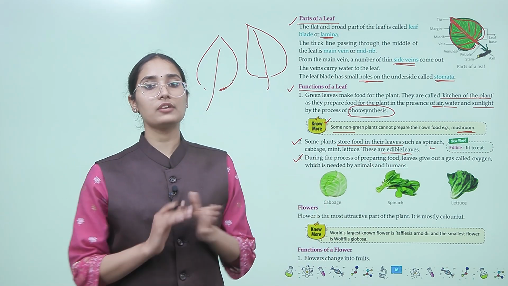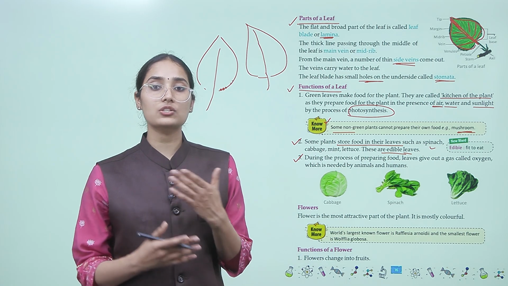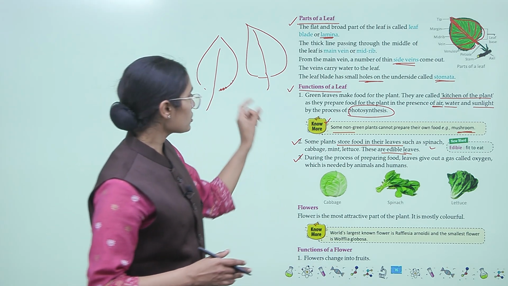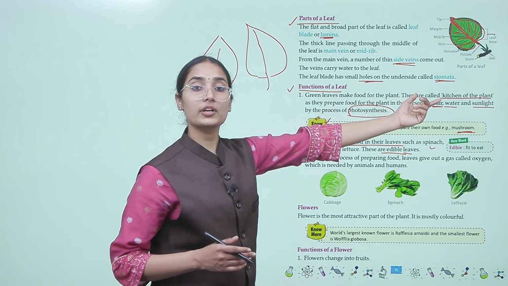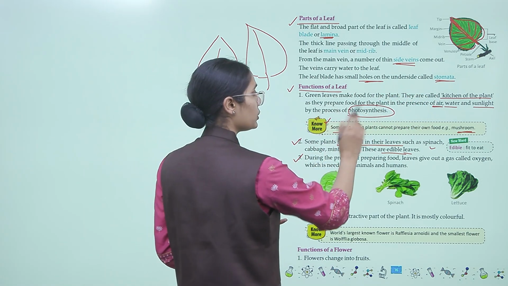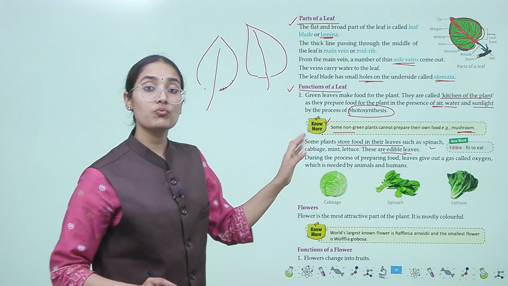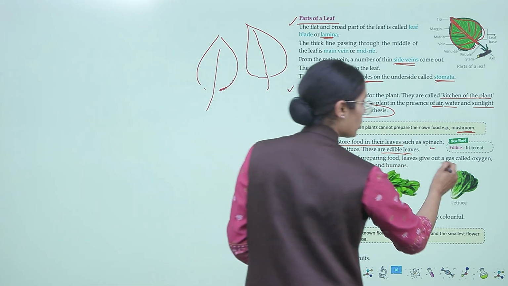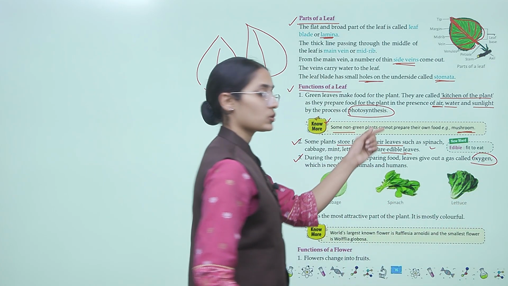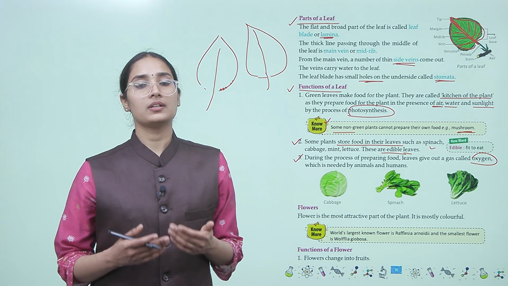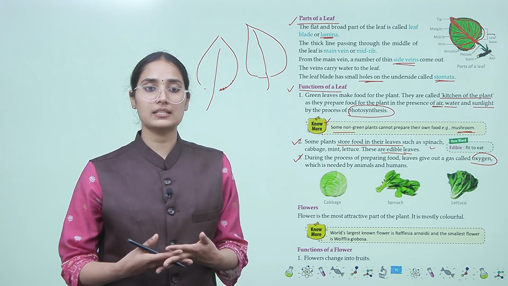During the process of preparing food, leaves give out a gas called oxygen, which is needed by animals and humans. So this stomata that we were talking about earlier plays a very important role during the process of photosynthesis, and while this process happens, the gas called oxygen comes out of these holes, and humans and animals use this for their existence.